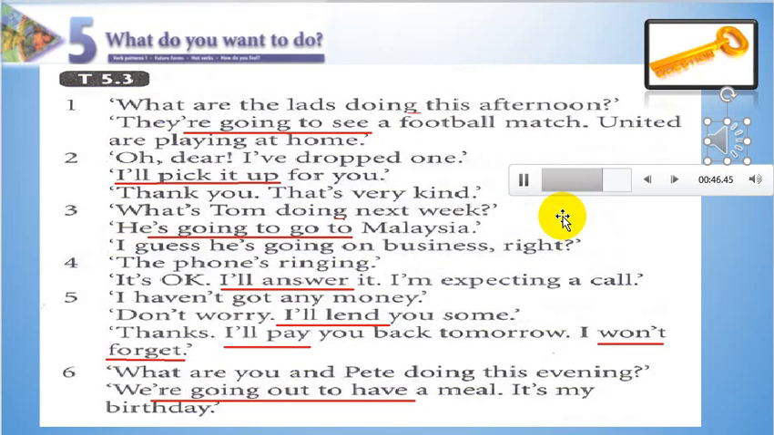5. I haven't got any money. Don't worry, I'll lend you some. Thanks. I'll pay you back tomorrow. I won't forget. 6. What are you and Pete doing this evening? We're going out to have a meal. It's my birthday.